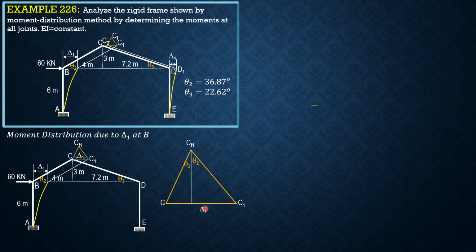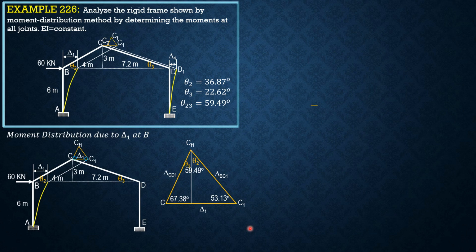So we draw a vertical line. So this is theta 2. This is delta BC1. And this is theta 3. This side is delta CD1. So delta BC1, delta CD1. So this angle is 90 minus theta 3, 90 minus 22.62, while theta 2 plus theta 3, or theta 2,3, is 59.49. So again, this is 90 minus 22.62, so 67.38. This is 90 degrees minus theta 2, so 53.13 degrees.